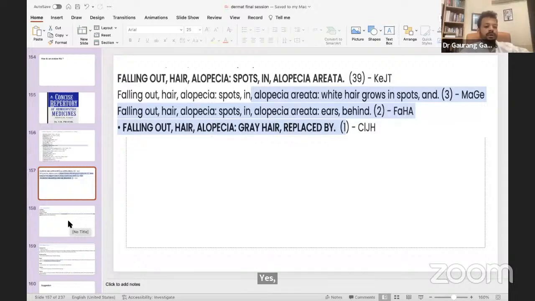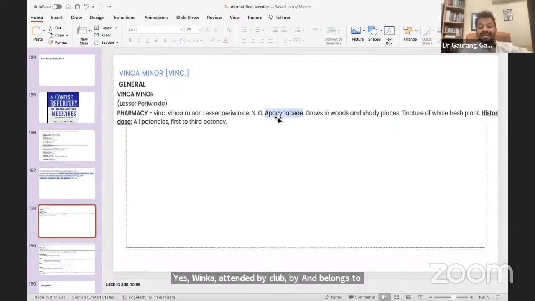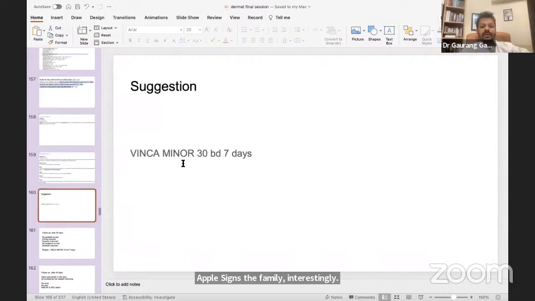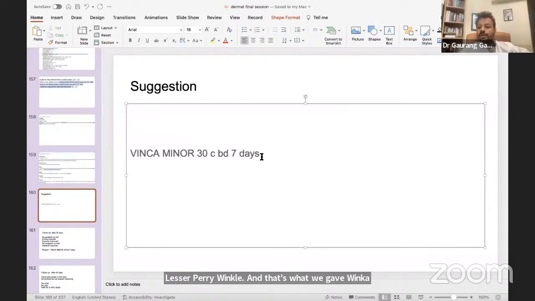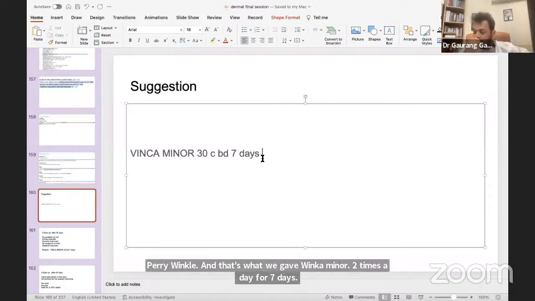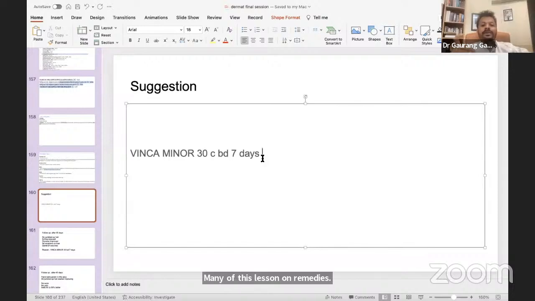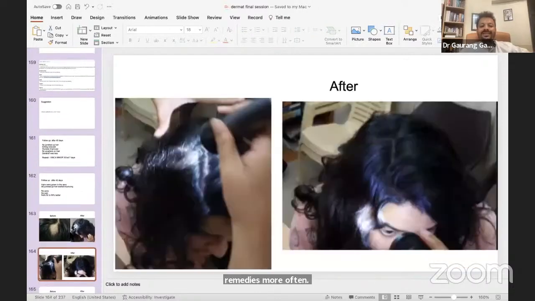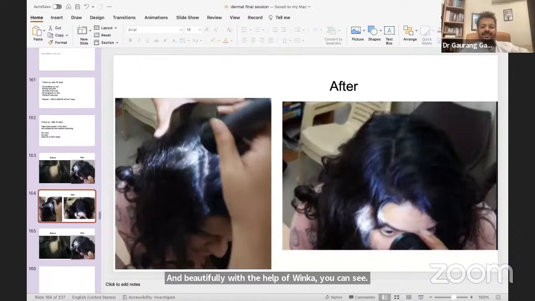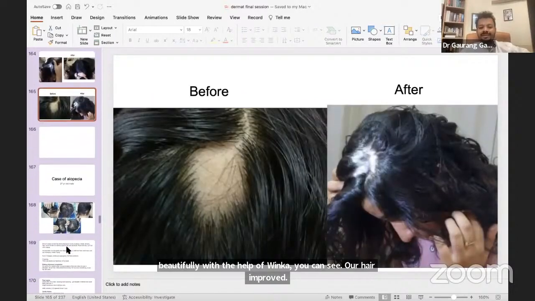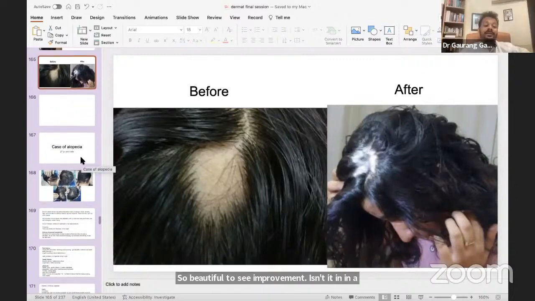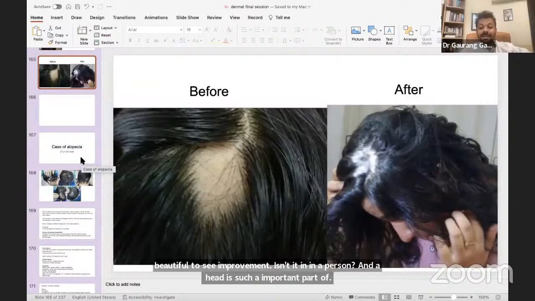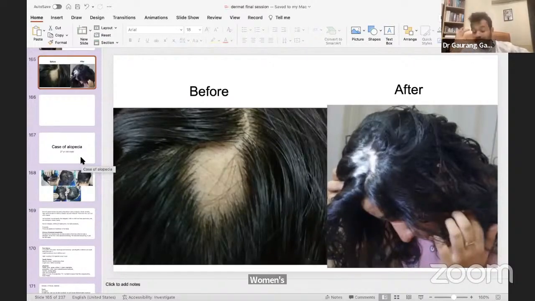Written by Clarke, written by Boericke, and belongs to the Apocynaceae family, interestingly. Lesser periwinkle. And that's what we give, Vinca minor 30C, two times a day for 7 days. Many of these lesser known remedies, which are not clinically proved so much, you need to repeat more often. And beautifully, with the help of Vinca, you can see her hair improve. So beautiful to see improvement in a person. And hair is such an important part of women's health, especially because it is directly affected by the psychology. And she did very well with Vinca.